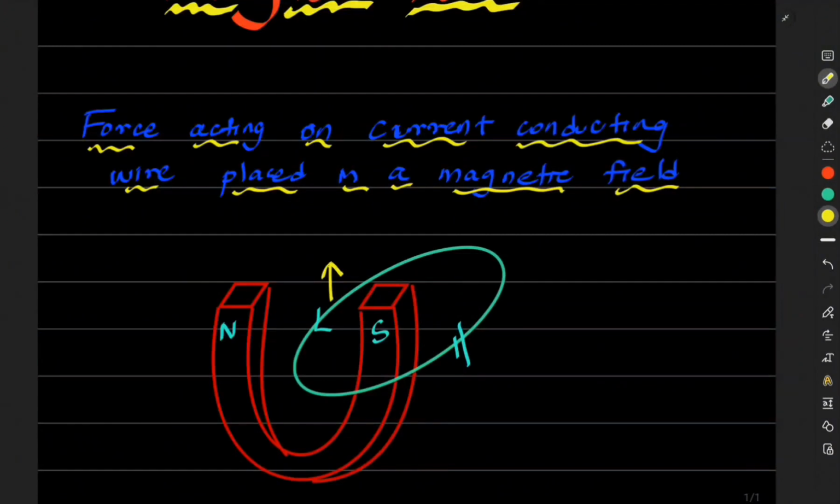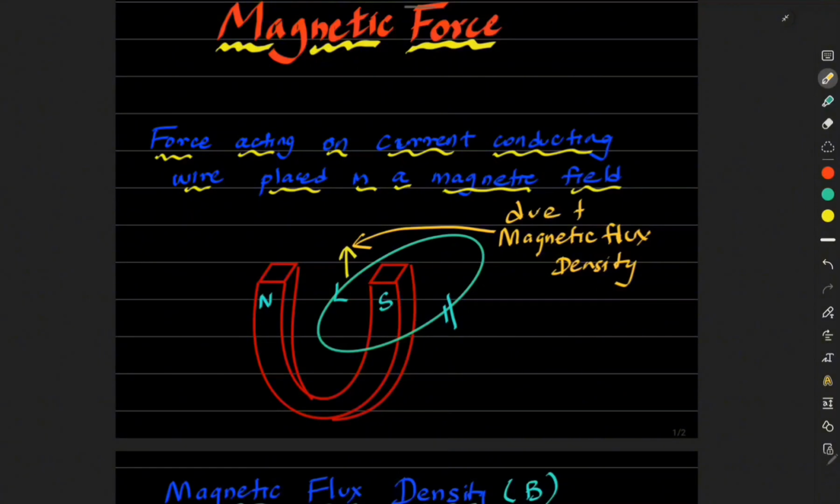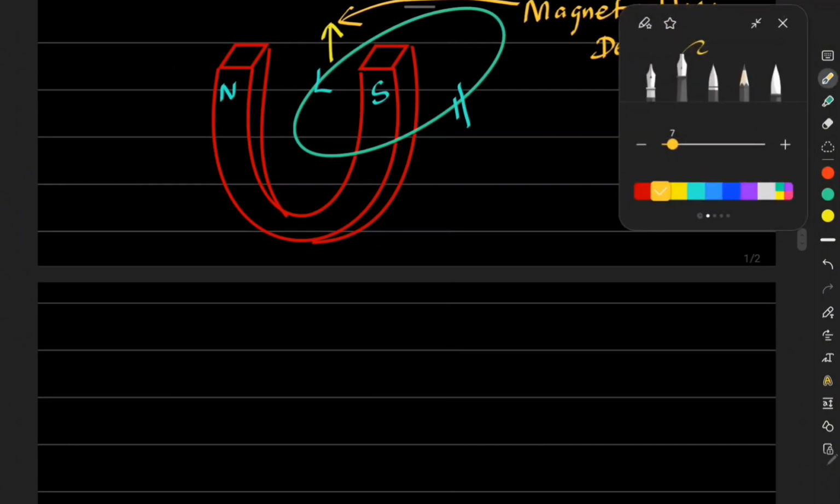If we place a current conducting wire between a horseshoe magnet, the current conducting wire will be thrown away. What is the reason for this? The current conducting wire will create a magnetic field around the wire, and the magnetic field of the wire and the magnetic field of the horseshoe magnet will interact. Due to the resultant force, the conducting wire will be thrown away. The force which throws the conducting wire is due to magnetic flux density. This is the F. Now let's derive an expression for magnetic flux density.